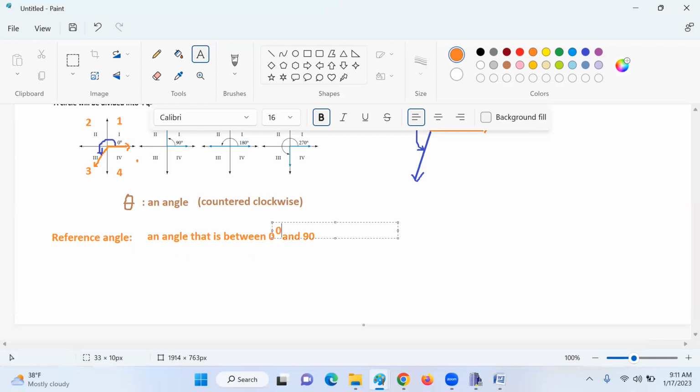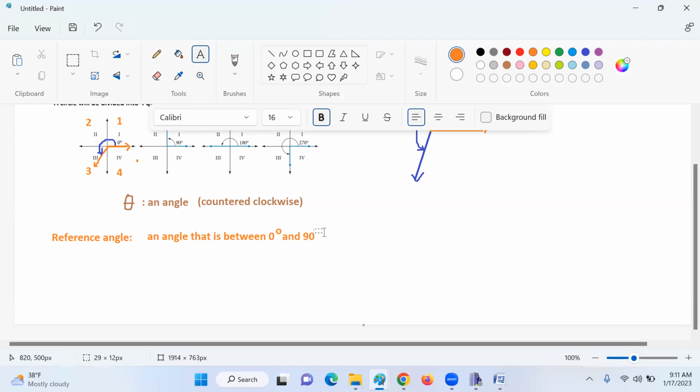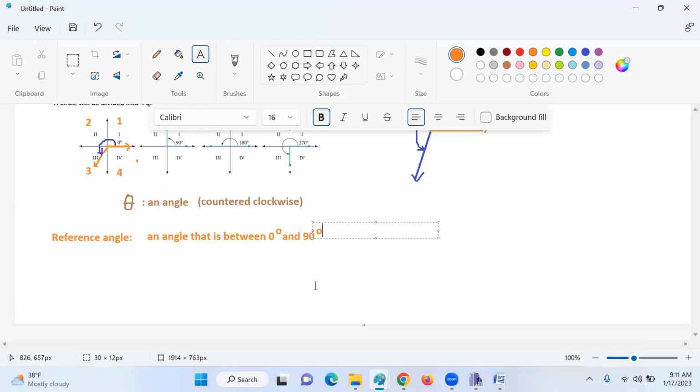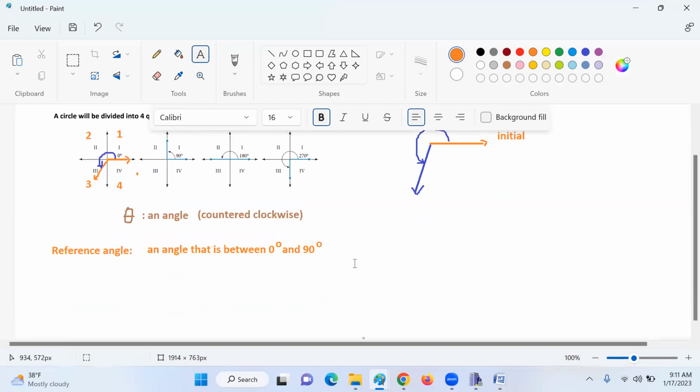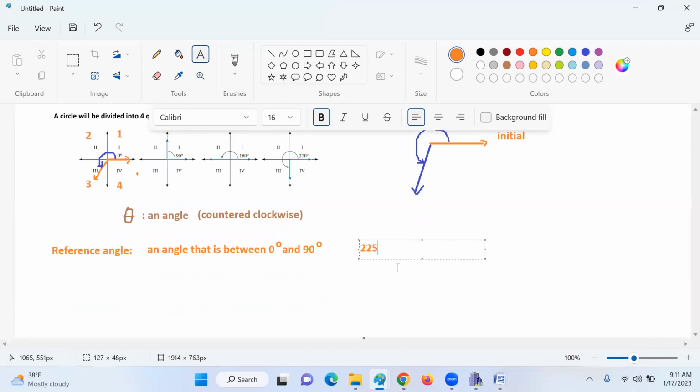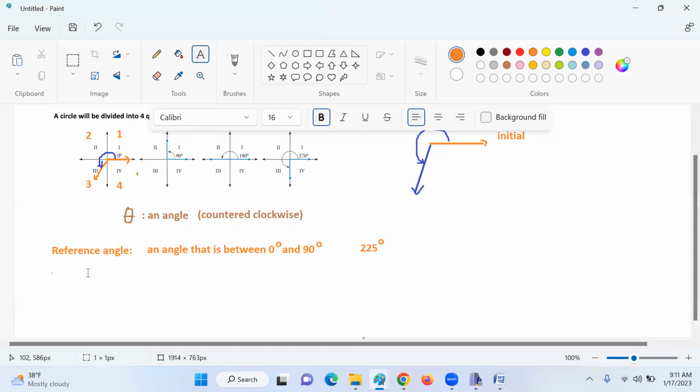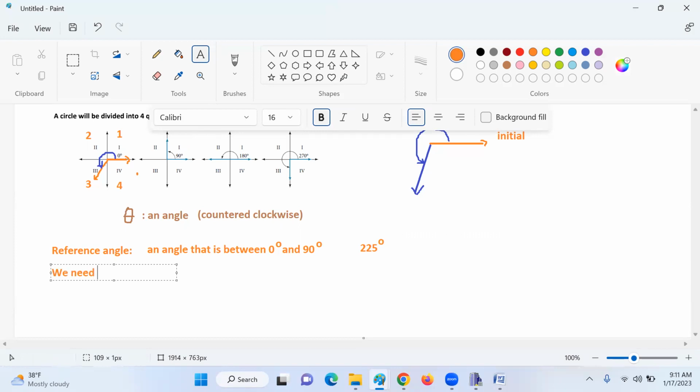The reference angle most likely holds the same characteristics as any angle, except that you might have some negative sign and so on. Let's say we have a 225 degree angle, and if I want to bring it back to the reference angle, you might need to add or subtract 180 degrees, right? So we need to add or subtract 180 degrees every single time.